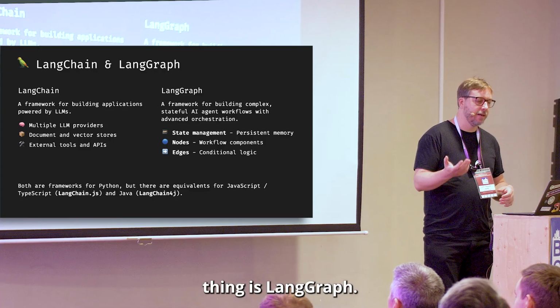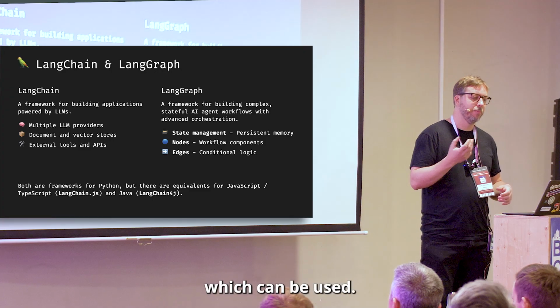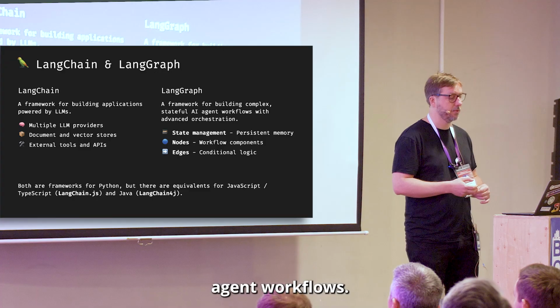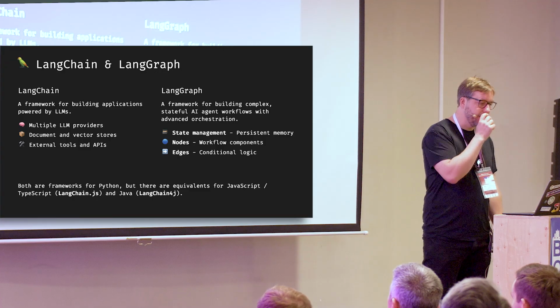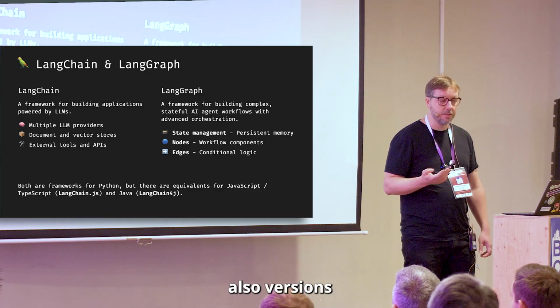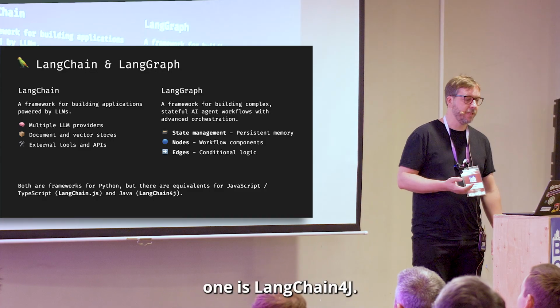And the second thing is LangGraph. It's a small project which came out of LangChain, a workflow engine you can use to build AI agent workflows. Those frameworks are written in Python, and you can use them with Python, but there are also versions for JavaScript and also one for Java. The Java one is LangChain4j.